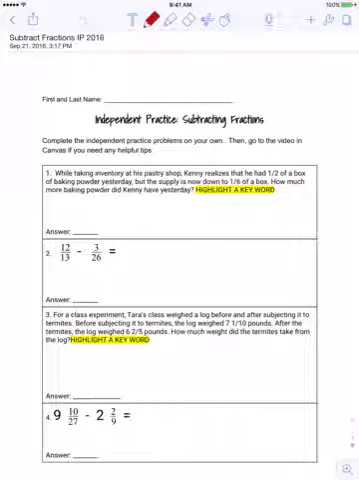All right, so here we have subtracting fractions. We're going to start with number one. So in number one, it says, while taking inventory at his pastry shop, Kenny realized that he had a half a box of baking powder yesterday. So I'm going to highlight that.